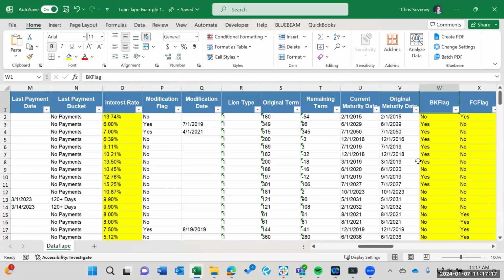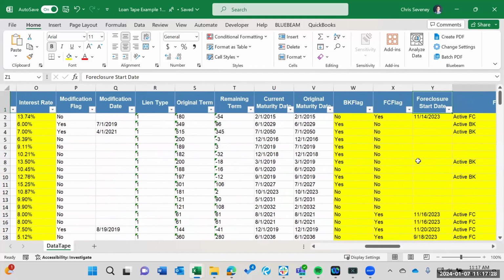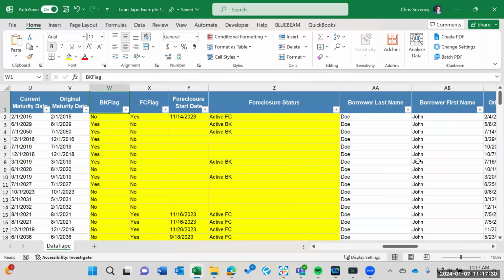BK flag. BK flag is whether the loan is in bankruptcy. Some will also show whether it's chapter 7 or chapter 13, as we go through this. It might show the foreclosure or bankruptcy case number. But it's a flag to know which ones might be in some type of bankruptcy. Same with foreclosure flag. We'll flag whether there is a type of foreclosure. And then sometimes you will see foreclosure start date.